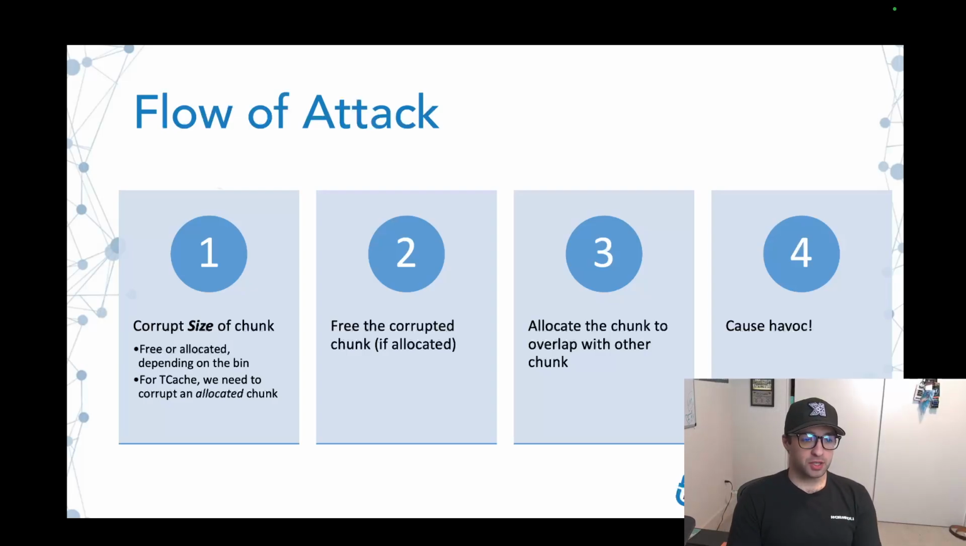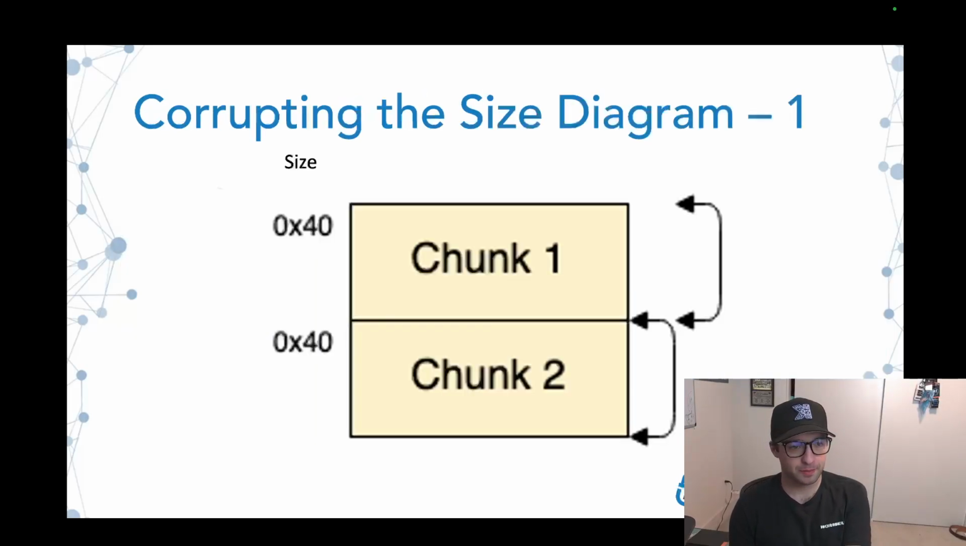At that point, we need to free the corrupted chunk if it's already been allocated. Finally, we need to allocate the chunk we've corrupted to overlap it with a different chunk. And this is a point in which we can start causing havoc. We have two things that overlap with each other.